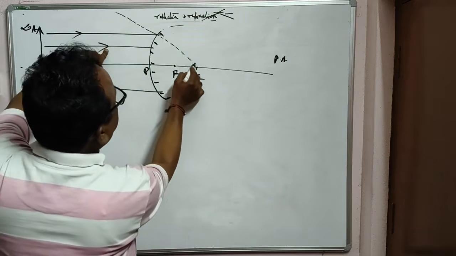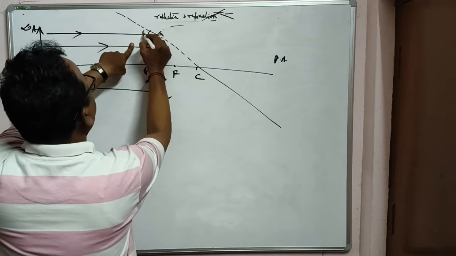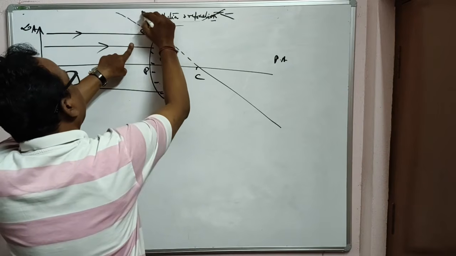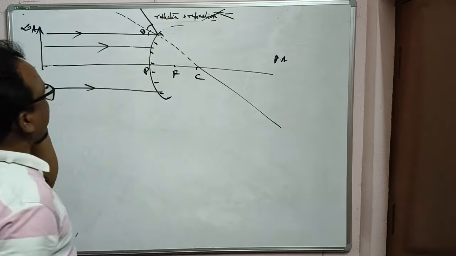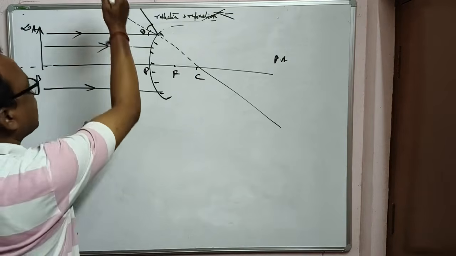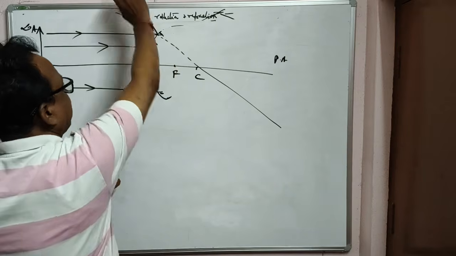Normal means going to the center. So when it meets the normal at some angle, what happens? It goes reflected. Okay, so it diverges because it is diverging. Okay, we will complete this one, this is silver, it diverges.